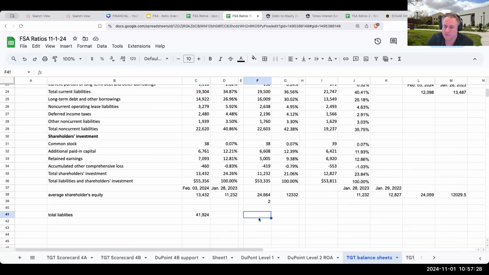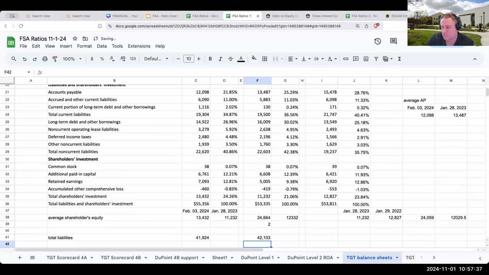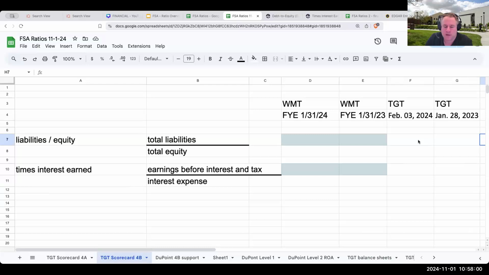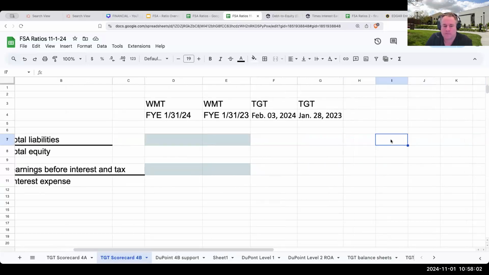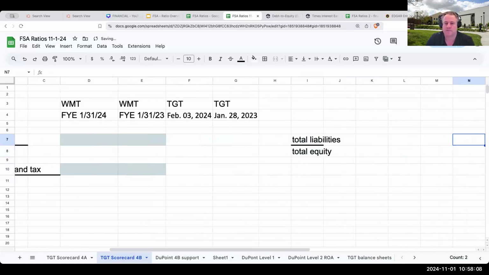As of January 28th, 2023, this would be about 19.5 plus about 22.6 billion, or 42.1 billion. Then I have my equity. My total equity is another way of saying total shareholder investment. So here is my debt to equity, my liabilities to equity, if I put the computations over here on the side.